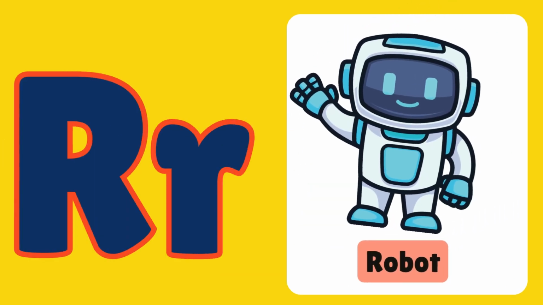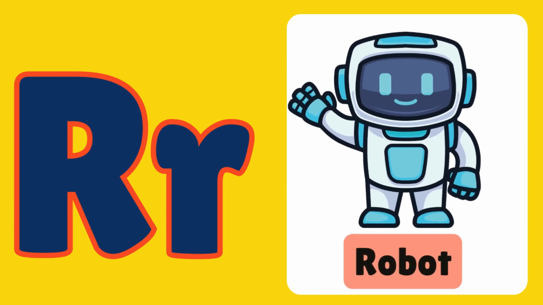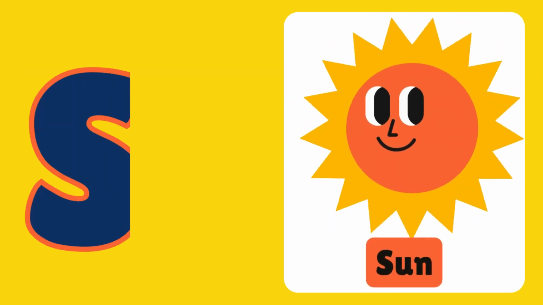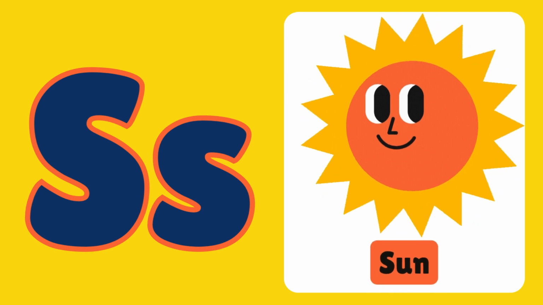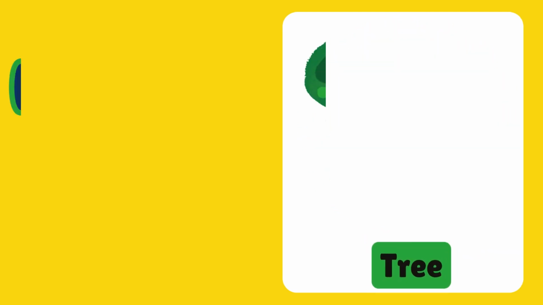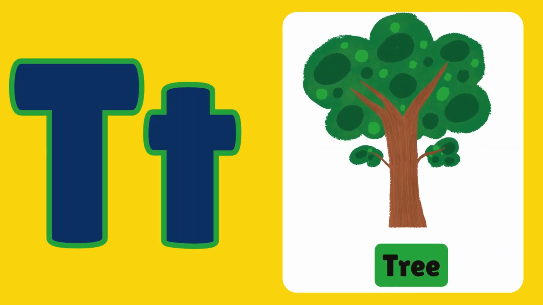R. R is for robot. S. S is for sun. T. T is for tree.